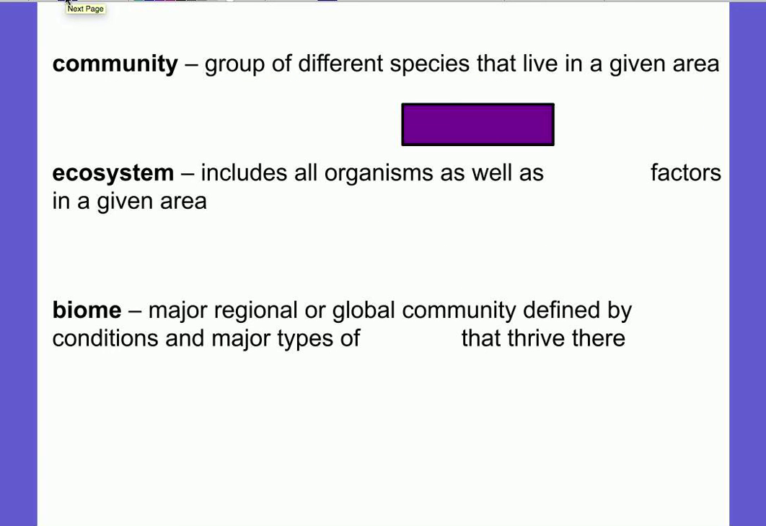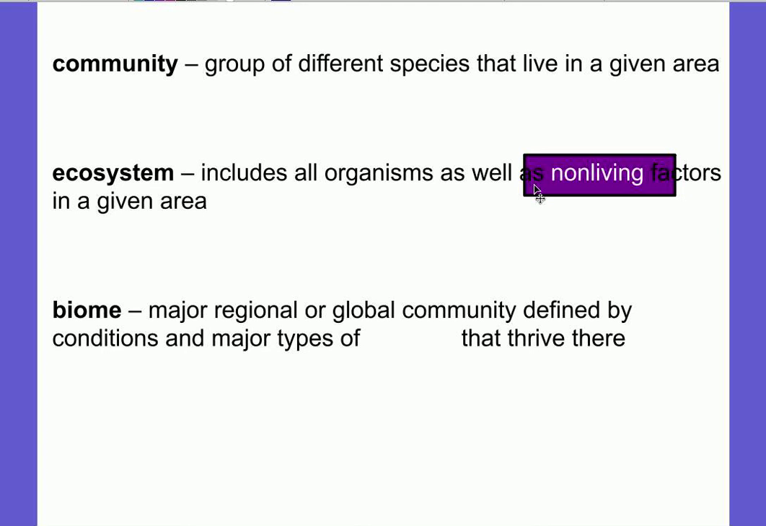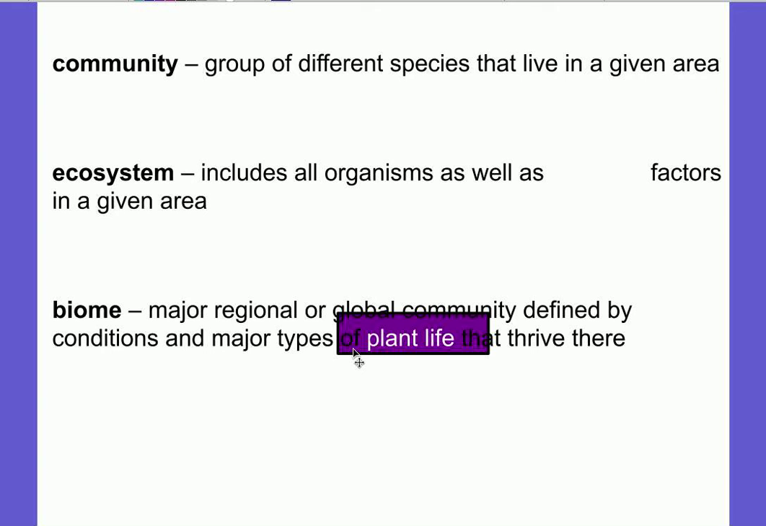Okay, so actual definitions for those things are necessary in here. A community is a group of different species that live in a given area. We already had population and organism a long time ago, so technically we're not having definitions for those here. But that community, again, is where you've got different species. The ecosystem is where you bring in those non-living factors as well as the living factors in an area, all the organisms that live in that area. Right? Remember, a biome is going to be a major regional or global community defined by the conditions and major types of plant life that live there.